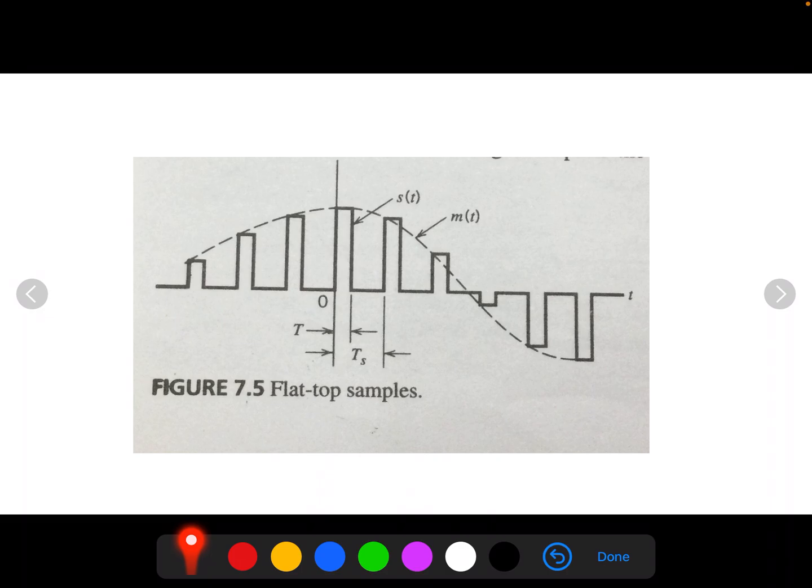One important reason for intentionally lengthening the duration of each sample is to avoid the use of excessive channel bandwidth, since bandwidth is inversely proportional to the pulse duration. However, we need to take care about how long we make the duration T. So let s of t denote the sequence of flat top samples generated.